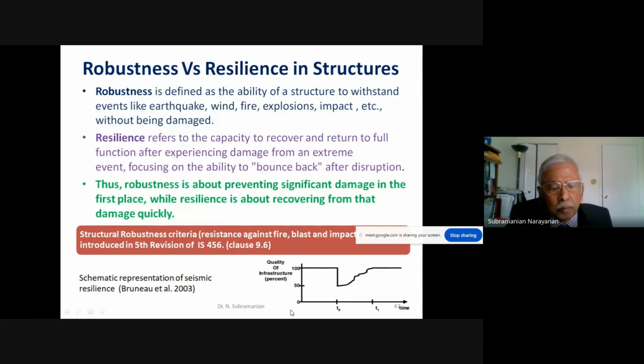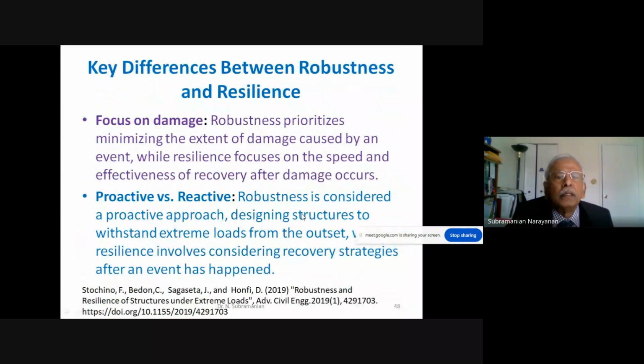Schematically, it is given like this. So, this is damage and it is bounced back. You may be interested to know that structural robustness criteria, that is resistance against fire, blast, and impact, are introduced in the 5th revision of IS 456. So the key differences between robustness and resilience are focus on damage.